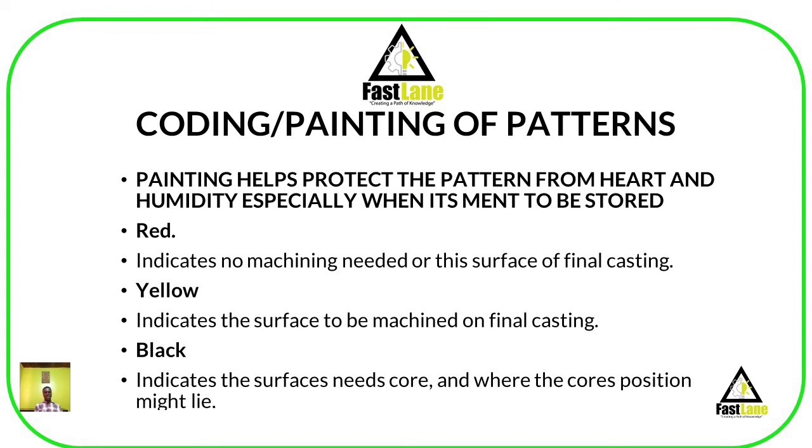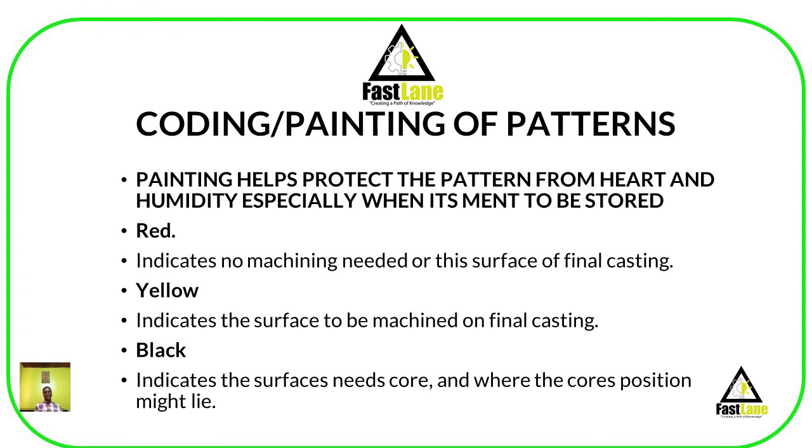Now we have different colors we use. We use colors like red, yellow, black, and black stripes on a yellow base. So those are the different colors. What do these colors mean when it comes to coding of patterns? Let's begin with red. Red indicates that no machining is needed on the surface of the final casting. Then we have yellow. Yellow indicates that the surface has to be machined.